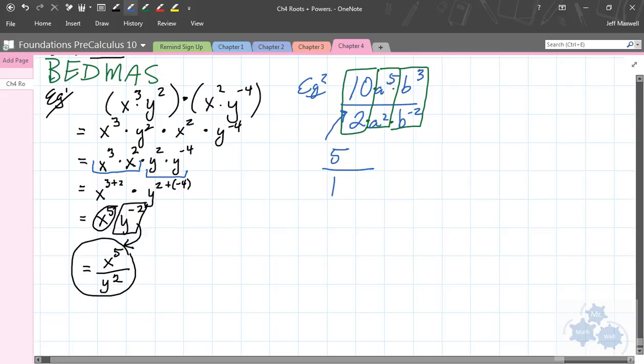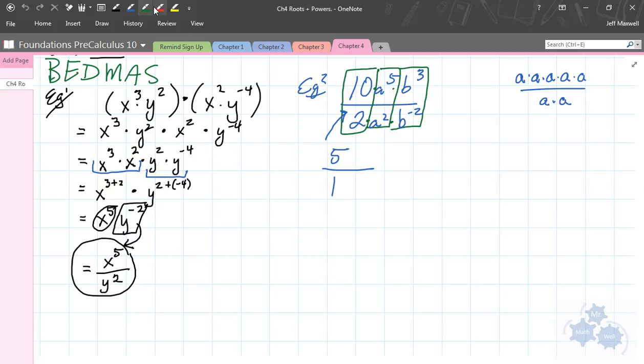What about a to the 5th divided by a squared? Well, let me just show it to you this way. I haven't shown you this visual before, but a to the fifth literally means a times itself 5 times, right? A squared means a times itself 2 times.